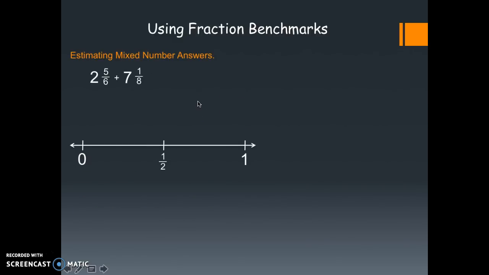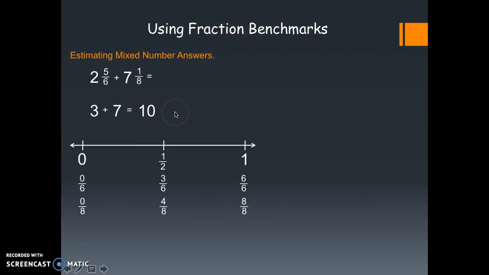Let's try this with mixed numbers. So we have our benchmarks, 0, 1/2, 1, and here's a hint. Don't worry about the whole numbers. Let's just look at the fractions. So if we think of sixths, 5/6 is very close to 6/6. 1/8 is very close to 0. So when I'm looking at what this looks like in my numbers, since this is almost 1, 2 plus 1 is going to equal 3, and that 1/8 is very close to 0, so that's just going to leave that 7 alone at 7. So my answer to this problem should be somewhere close to 10.